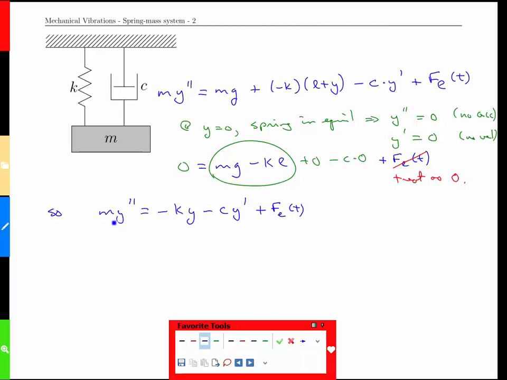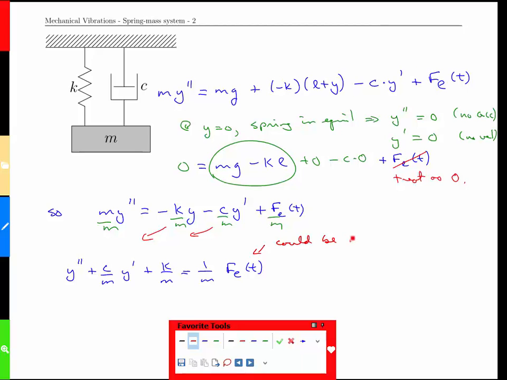And that can be put in perfectly reasonable standard form. What we're going to do is divide through by m, and we're going to bring these two terms to the other side of the equation. And you see what we get with that is just the perfect standard form for a differential equation of second order with constant coefficients. The only wrinkle is that we might have an external force. This is the non-homogeneous part, but only if there is an external force applied.